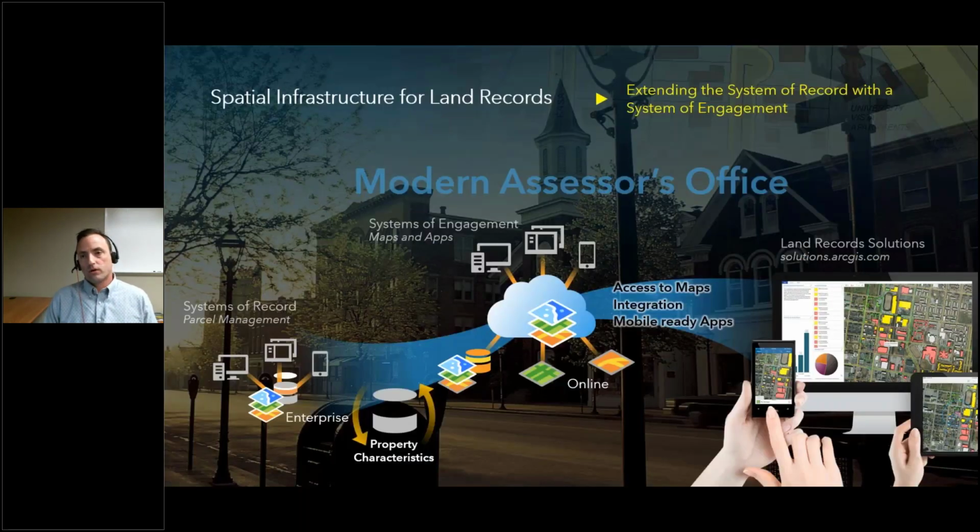So to help with these growing challenges, modern assessment offices are leaning on Esri's ArcGIS system, which really provides their organization with spatial infrastructure for land records, getting information once available to those in the back office into the hands of everyone in the office. This infrastructure extends the reach of your system of record, where parcel management takes place, to more information products that can be used by the assessment team.